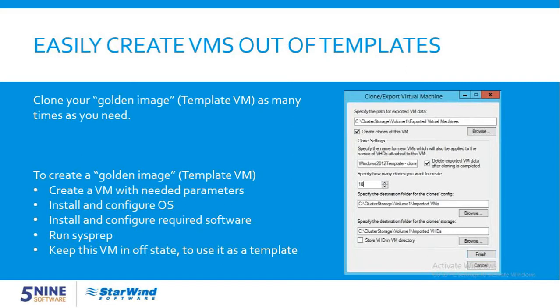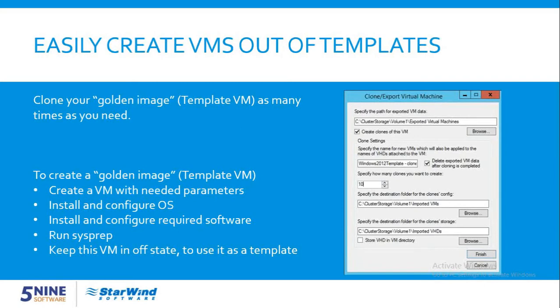That is actually a pretty straightforward process, and I'm absolutely sure that most of you are familiar with that. But let me just go over that one more time so it gets very clear. You just create a new virtual machine with needed parameters. You install and configure your operating system and required software. Then you run sysprep to clear all the data that can't be within a cloned virtual machine, and you keep it off.